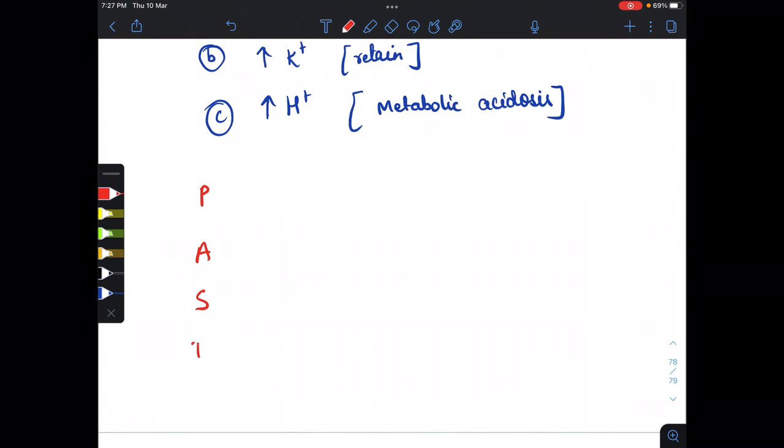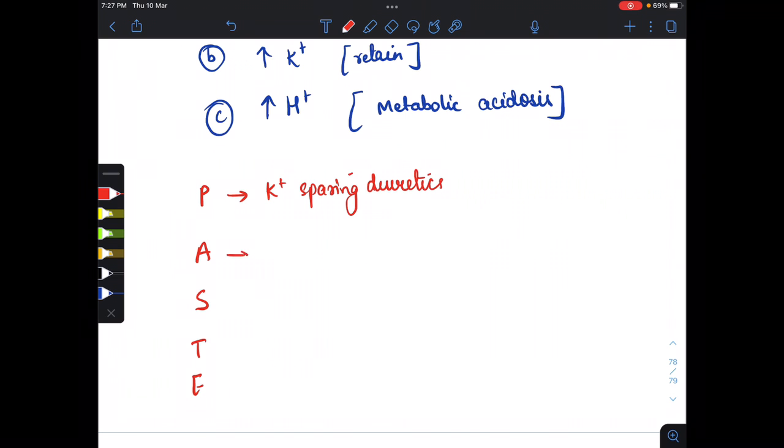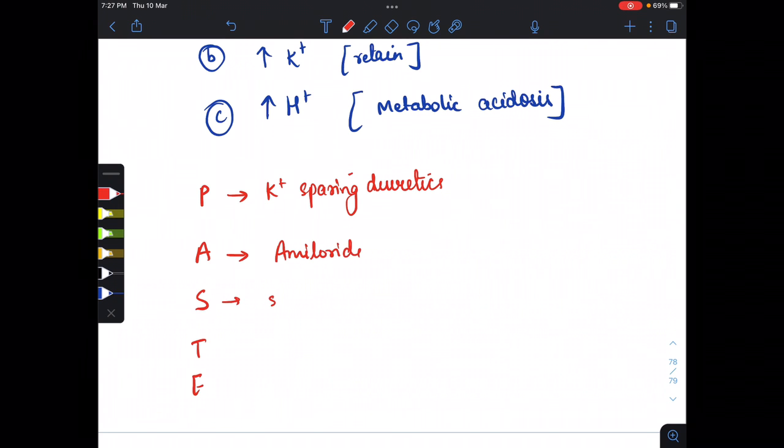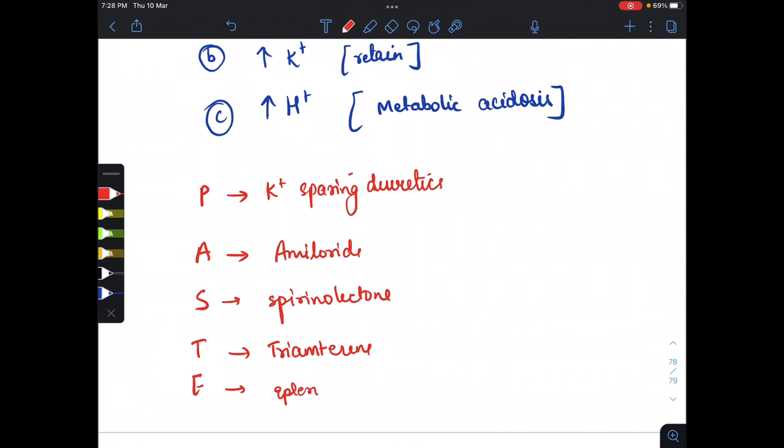Now for this we have the mnemonic PASTE, in which P stands for the potassium sparing diuretics, A stands for amiloride, S for spironolactone, T for triamterene, and E stands for eplerenone.